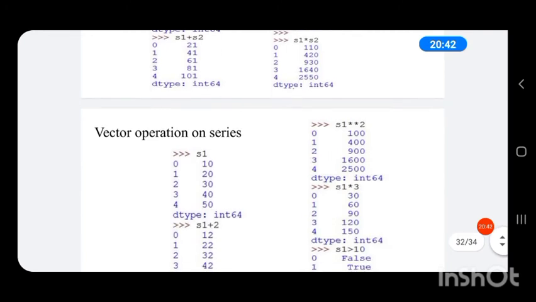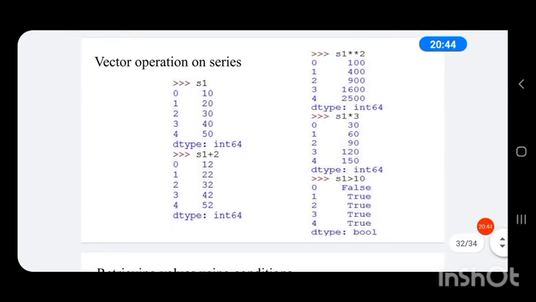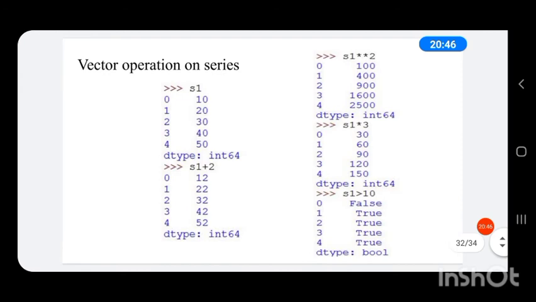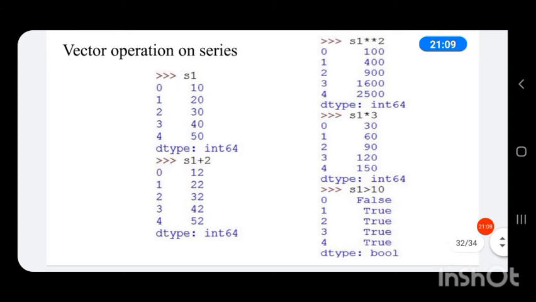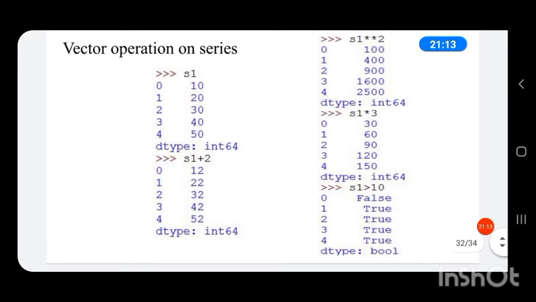Next is vector operation on series. Vector operations can be performed on series. That is, if we perform a single operation on a series, it will affect the whole of the series. If we add 2 to the series, the 2 will be added to each element of the series. It is called vector operation on series. Any operation performed on a series will affect the individual elements of that series.